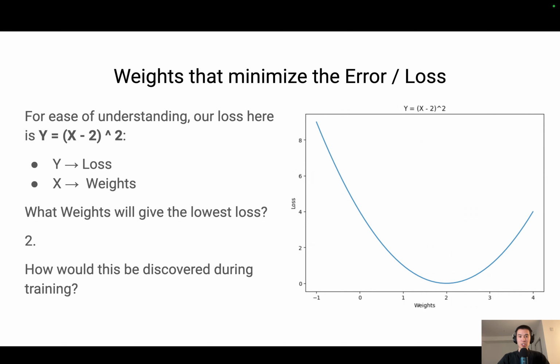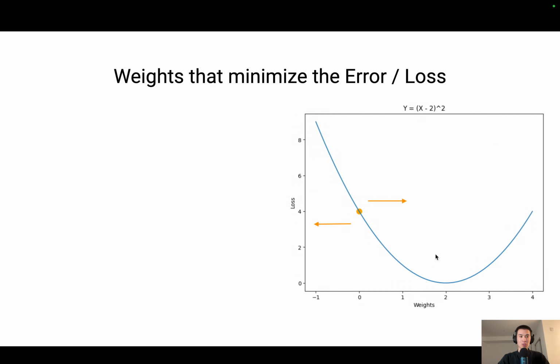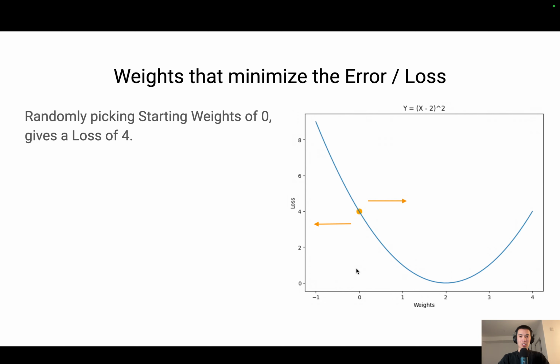So in the previous video about loss, we talked about how from this picture, it is fairly obvious that to get the lowest loss of 0, we need weight values of 2. But how would this be discovered during training? To start off, let's randomly pick starting weights of 0, which gives a loss of 4.